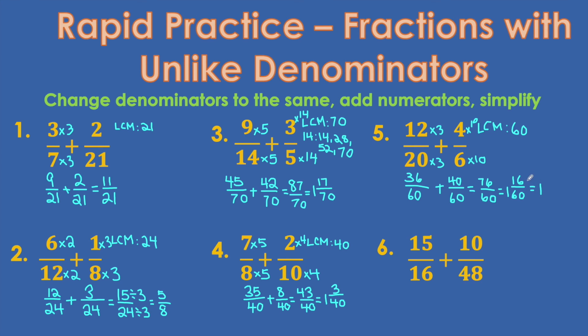Let's try putting 4. So top would be 4. If you divide top and bottom by 4, bottom would be 15. So we have 1 and 4/15 as our final answer.